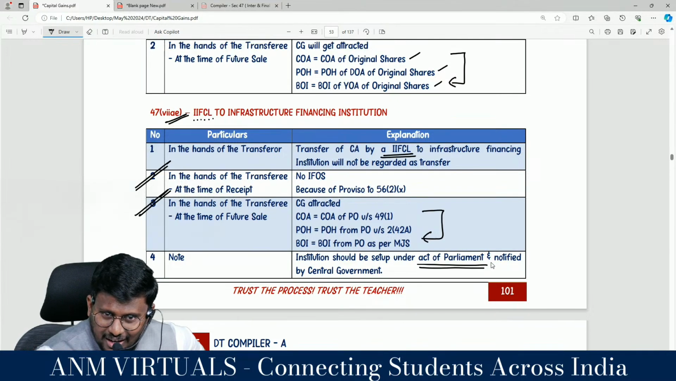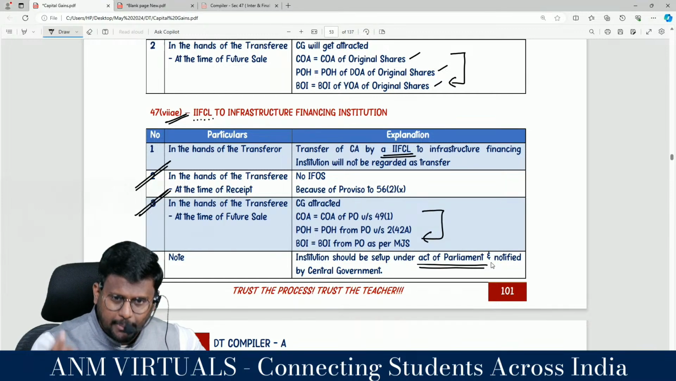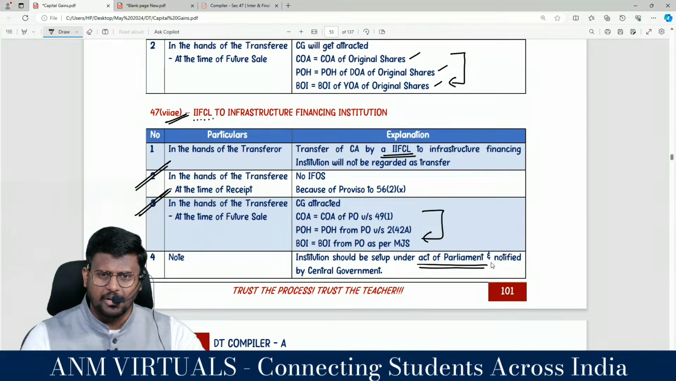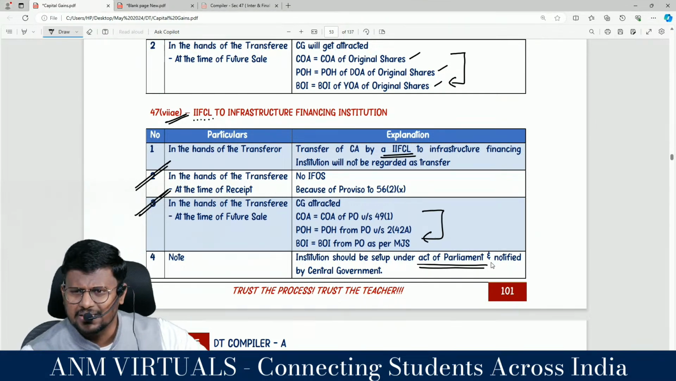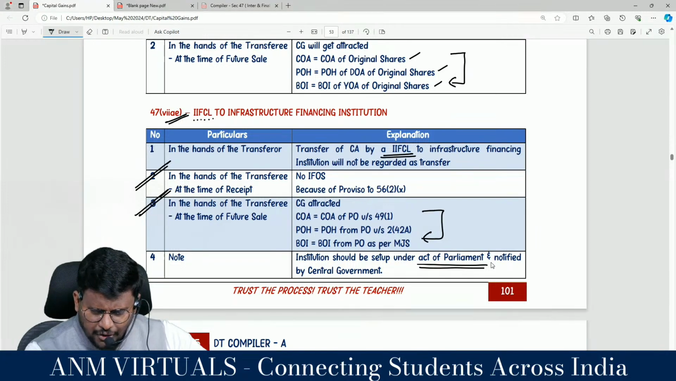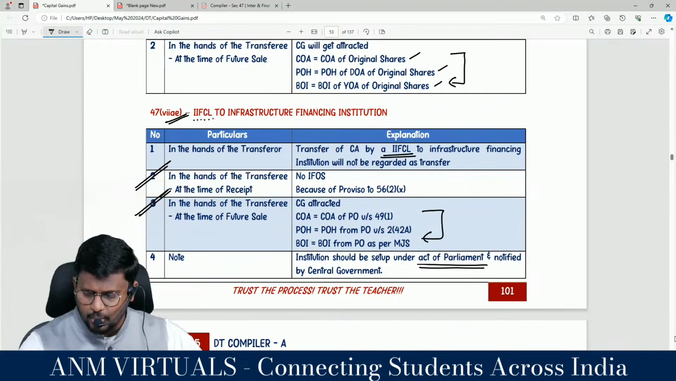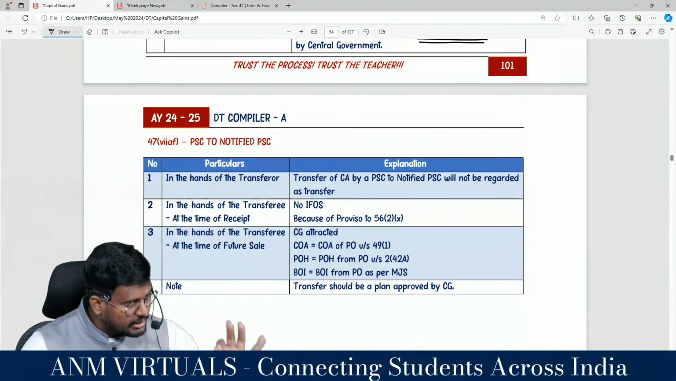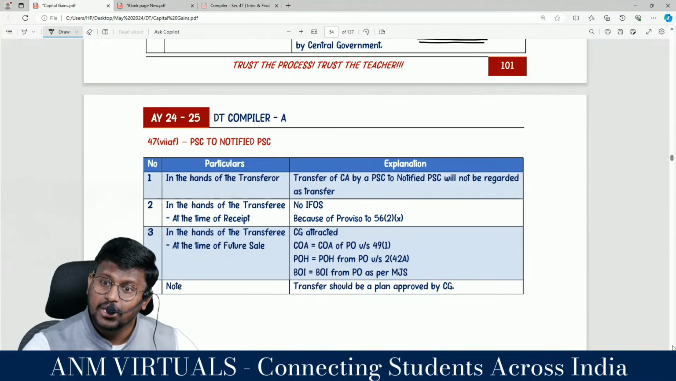So they are clubbing all the Indian Infrastructure Finance Company Limited. All the assets and liabilities of the Indian Infrastructure Finance Company Limited will become the assets and liabilities of the Infrastructure Finance Institution. This will not be regarded as transfer, but if this Infrastructure Finance Institution sells in future, at that time capital gain will come. Sir, with a check. Appreciate? Yes sir. AC, AD finished? AU finished.